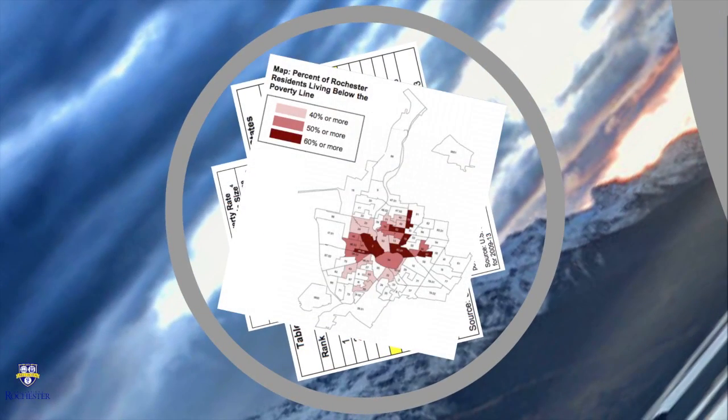Not only is the poverty rate high in Rochester, but that poverty is often concentrated within the city. In fact, several neighborhoods in Rochester have 50% or even more than 60% of their residents living below the federal poverty line. Some of these neighborhoods are not too far from where you live. The University of Rochester is right here.